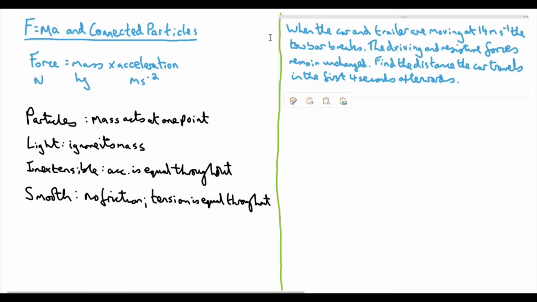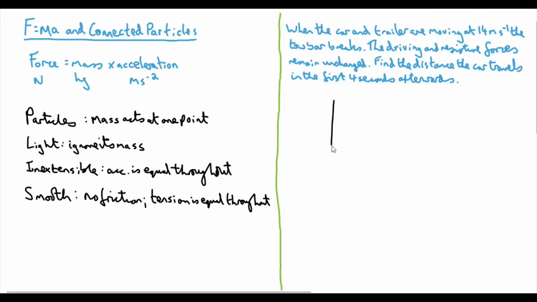So if we were to have that when the car and trailer are moving at 14 meters per second, the tow bar breaks, the driving and resistive forces remain unchanged. Find the distance the car travels in the first 4 seconds afterwards. Because the tow bar is broken, our model will have changed. So we're just going to have the car on its own. The trailer is no longer connected.